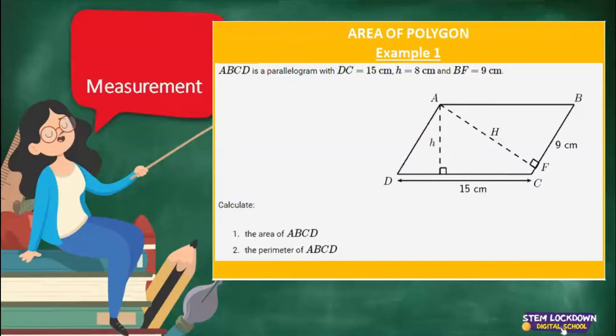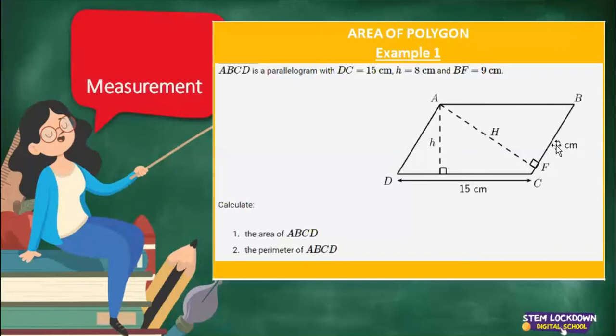Then we need to find the perimeter of ABCD. How do you find the perimeter of ABCD? Perimeter implies we add all the sides. Perimeter is the addition of all the external sides, so we need to find all our external sides and add them to find the perimeter of ABCD.